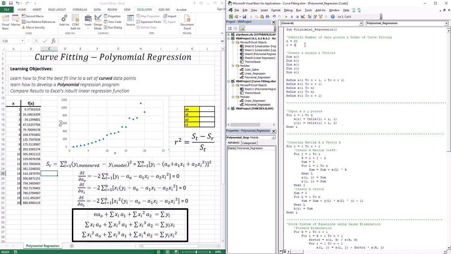Now, the first thing I'm going to do is identify the data points and the order, and this is basically the reason I separated them up here, because those are the two things that you're going to be changing depending on what you're dealing with. Sometimes you have 20 data points, sometimes you have 30, 50, 100, and also sometimes you're seeking another order. So N is for number of data points, and O is for the order. In this case, we're writing a program for a second order.